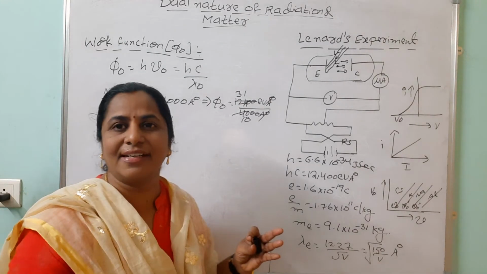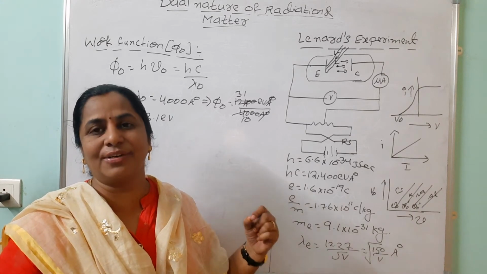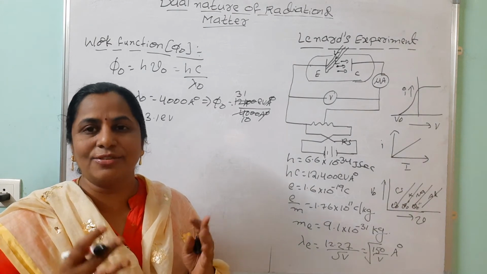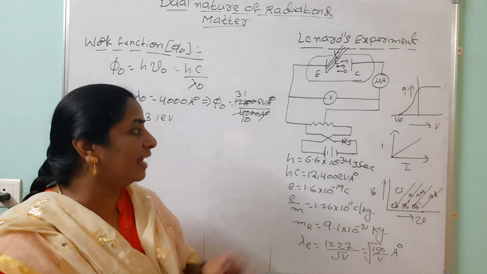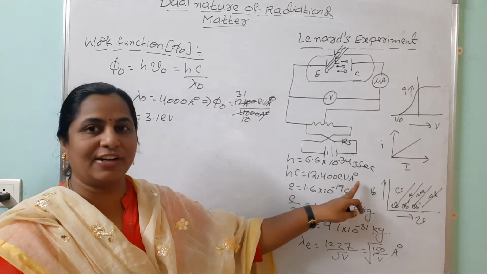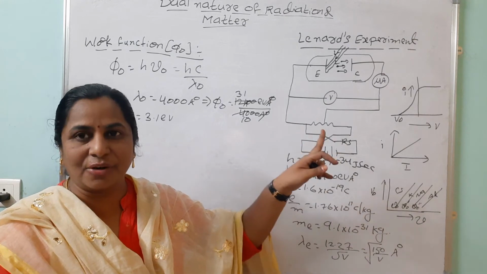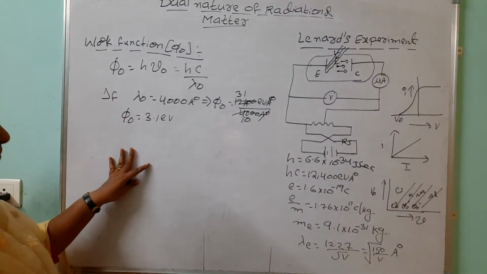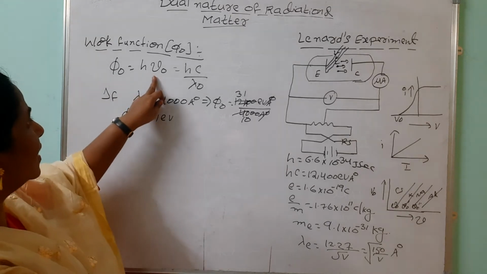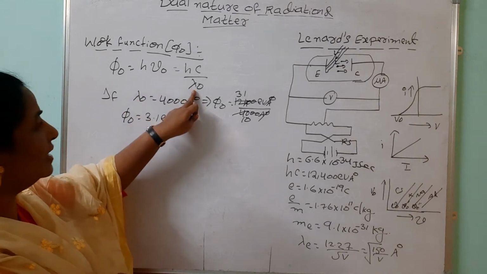If we start from the h value and c value in the exam, it takes more time. So you should better remember that hc equals 12,400 electron volt angstrom. 1 angstrom equals 10 to the power of minus 10 meters. Anyway, this is about the work function, and you know what the threshold frequency and the wavelength are also.